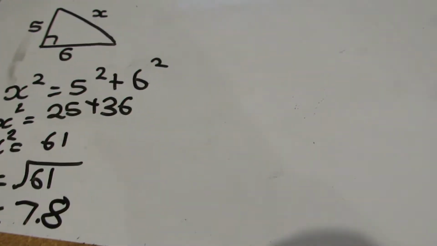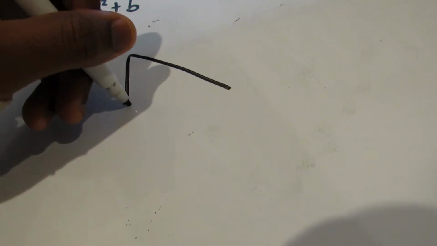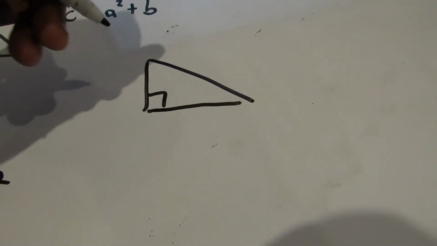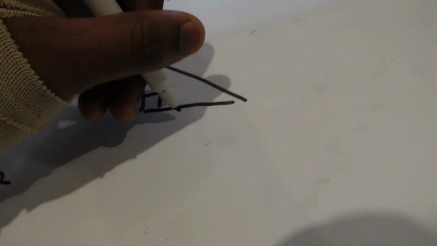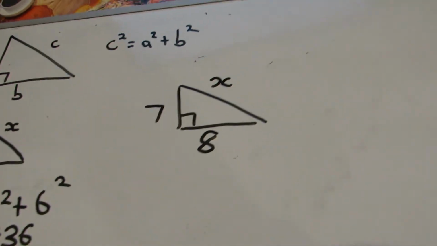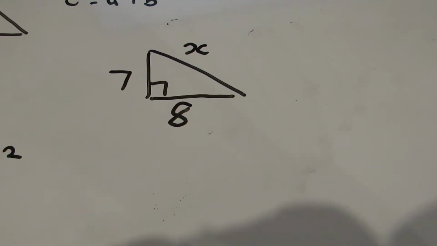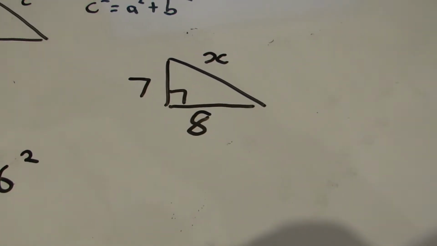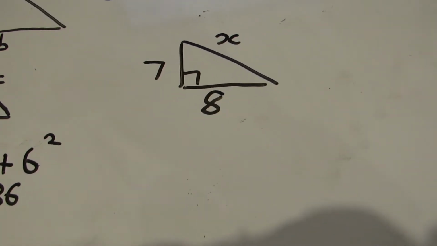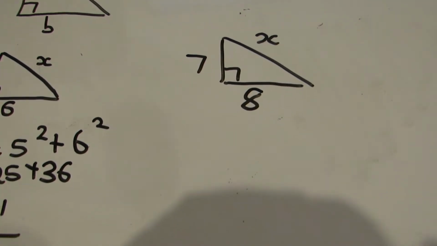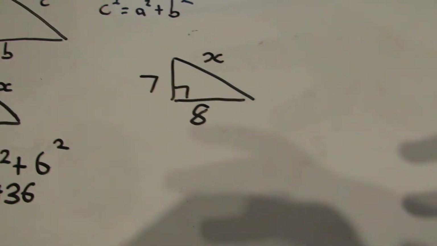So now I'm gonna draw another one. Let's make the side lengths something like 7, 8, and x. I want you guys to pause the video and work this out. When this restarts, I'm just gonna have the answer. And I want you guys to see if you got it right or wrong, and then think about what kind of answers you got.